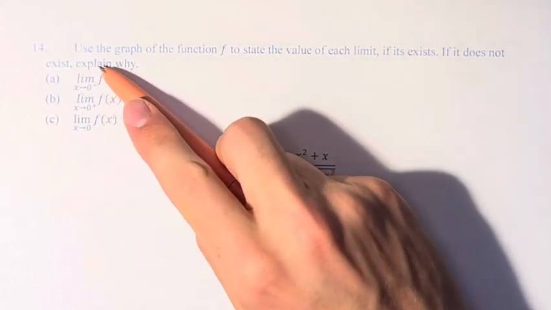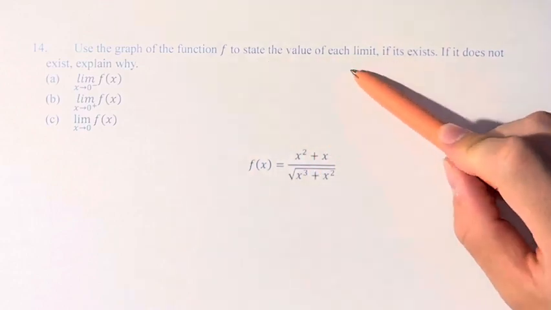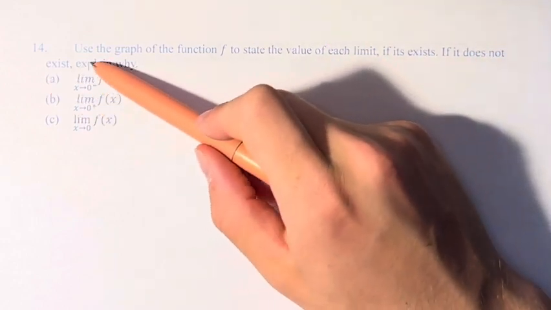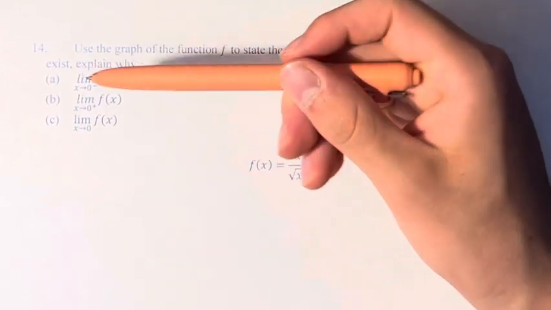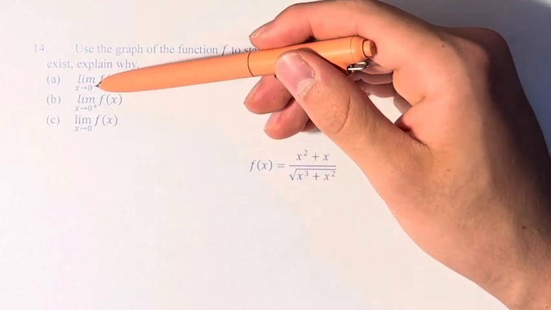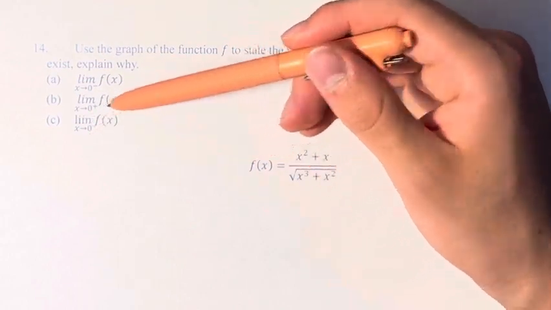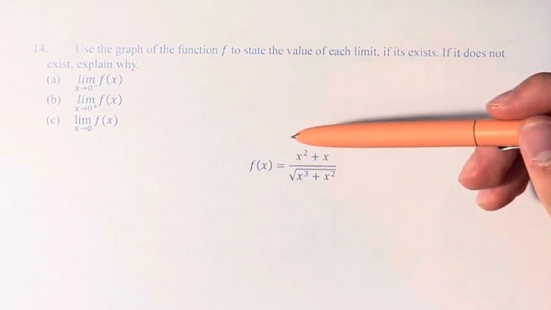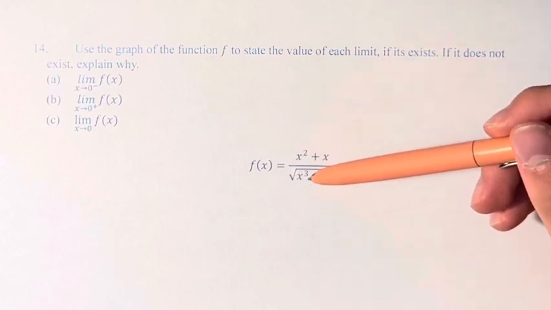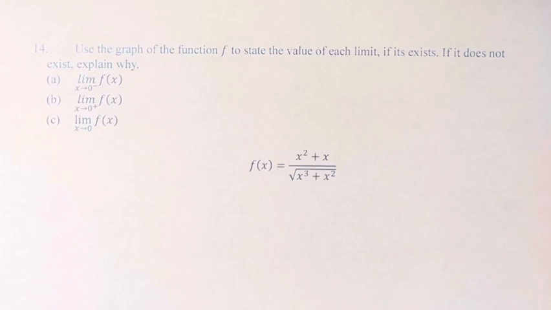In this problem, we're asked to use the graph of the function f to state the value of each limit if it exists. If it does not exist, explain why. So we're looking at the limit as x approaches 0 from the left, from the right, and overall. And our function f is x squared plus x over the square root of x squared plus x cubed.